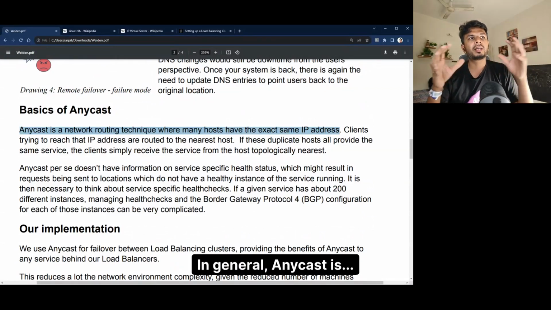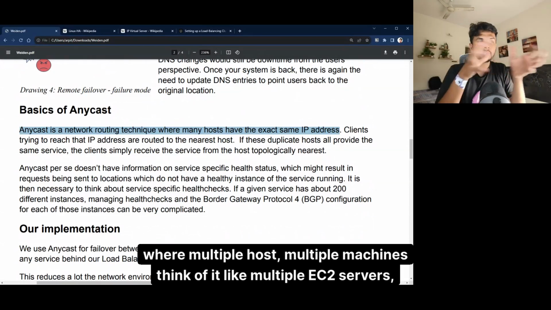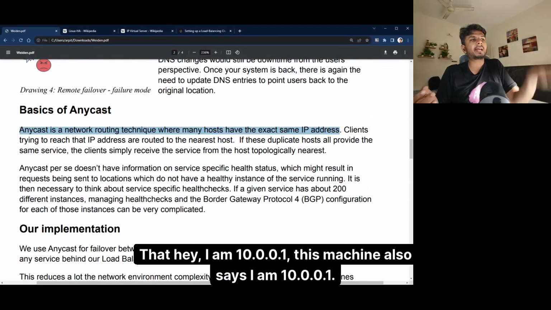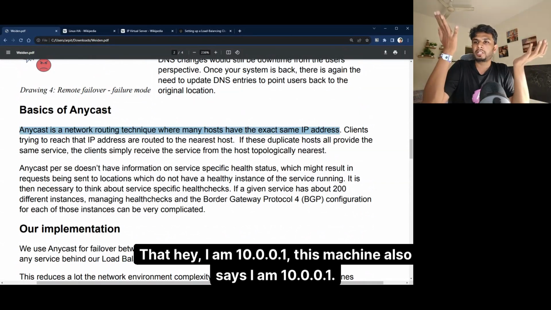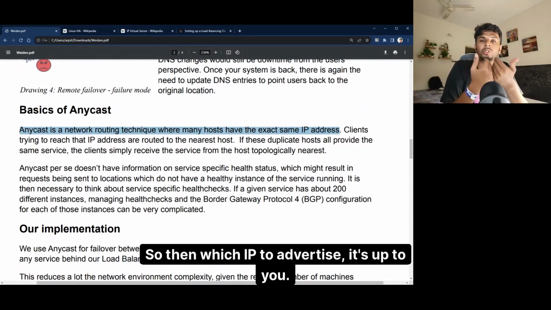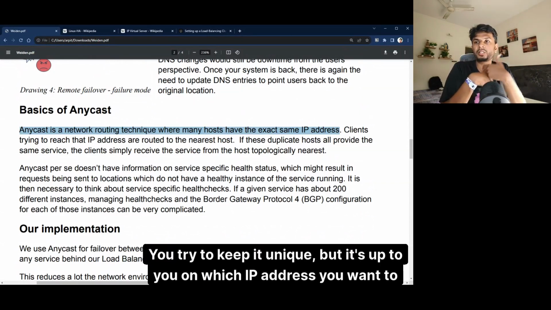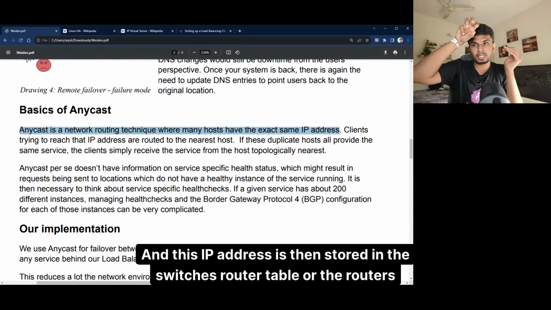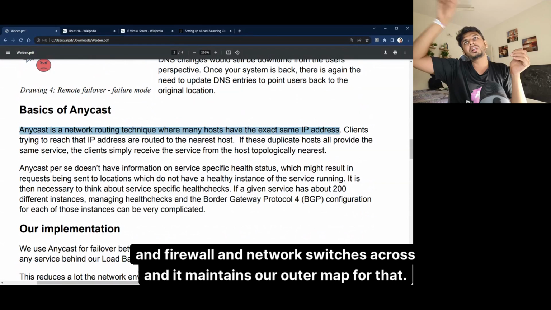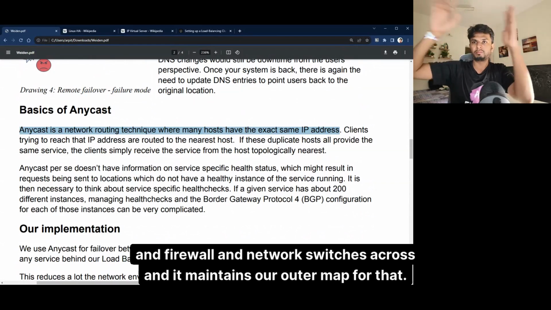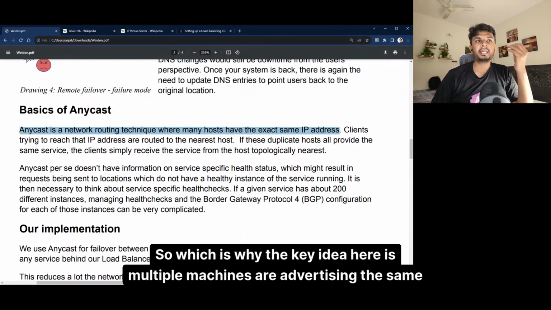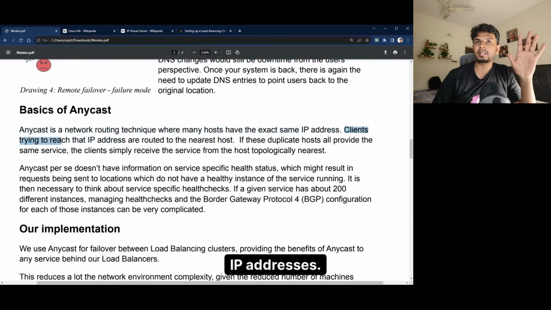In general, Anycast is where multiple hosts, multiple machines, think of it like multiple EC2 servers, all broadcast or advertise the same IP. That hey, I am 10.0.0.1. This machine also says I am 10.0.0.1. Which IP to advertise is up to you. You try to keep it unique, but it's up to you which IP address you want to advertise. This IP address is then stored in the routing tables of routers, firewalls and network switches, which maintain a route map for that. So the key idea here is that multiple machines are advertising the same IP address.